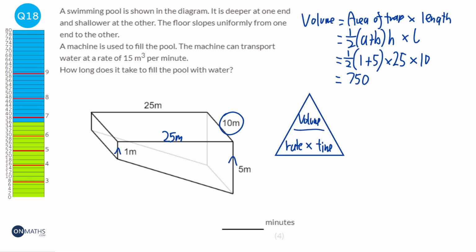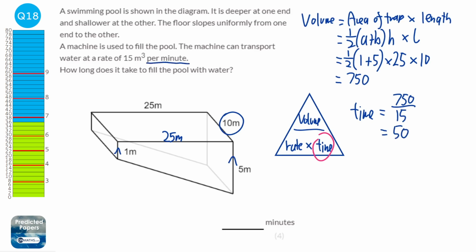Now, with this question, though, we're interested in the time it will take. It says how long will it take, so we're actually looking at the time. So it will be time equals the volume, which is 750, over the rate, which is 15. So 750 divided by 15 is 50. So it will take 50, and let's have a look. It says per minute, so it would be 50 minutes.